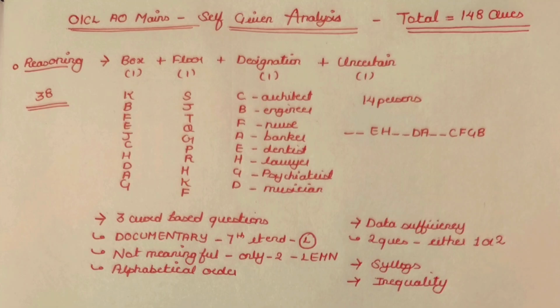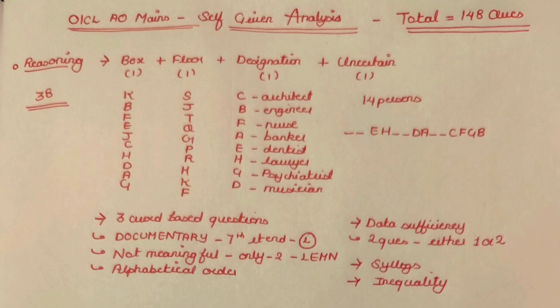Then some data sufficiency questions were asked, and I remember only 2 questions in which the answer was either 1 or 2. Rest I can't remember. And there were some syllogism questions, inequality, and also I forgot to write. There were coding decoding questions which was very easy. So this was all about reasoning. I could solve only 38 questions.